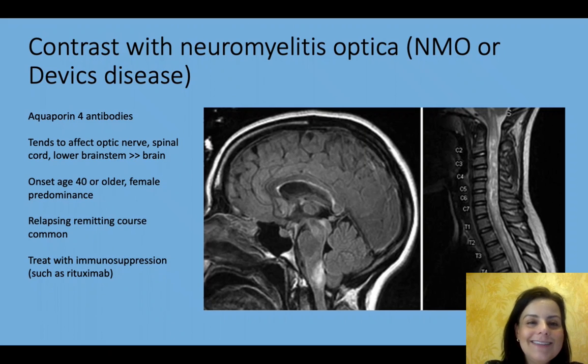So NMO, so again, neuromyelitis optica, different pathophysiology than MS, so very different in some respects, different in treatment. Likes to involve the optic nerves and the spinal cord. You can see what it looks like here. And then sometimes can affect the brain too, though to a lesser extent than MS.